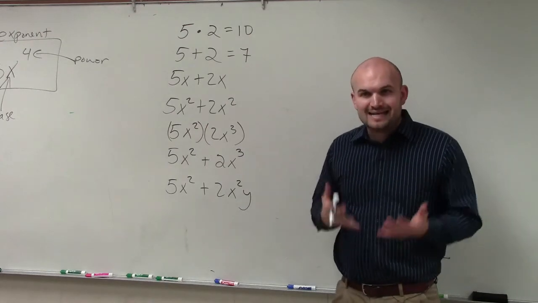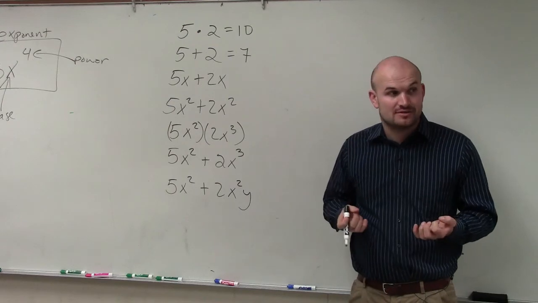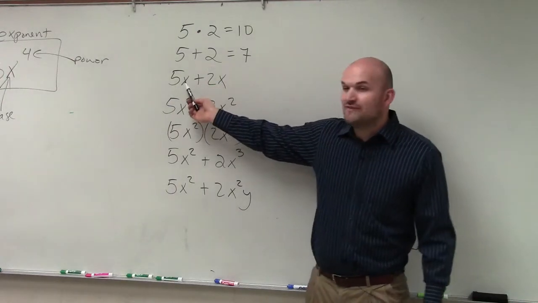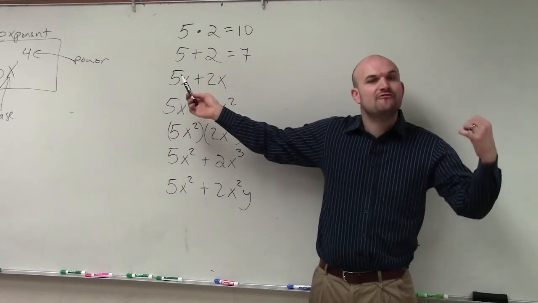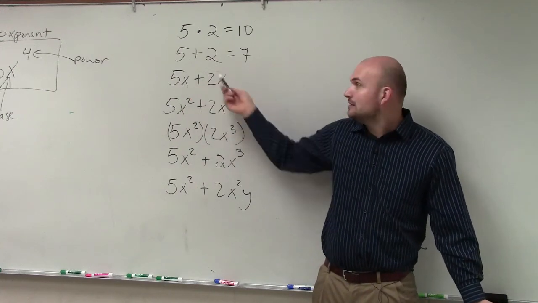When you are adding or subtracting monomials, you have to have common factors. Notice that you have to have common variable factors. The variable factor for x is just x and 1.